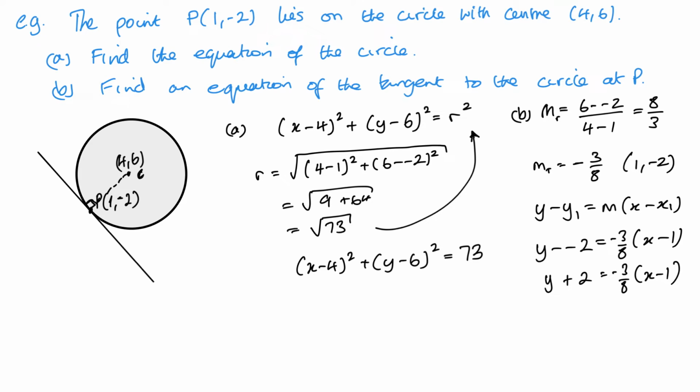Now, because I got a fractional gradient, it's usually better to leave this in the form ax plus by plus c. So let's multiply by 8. So 8y plus 16 equals minus 3 times my x and minus 3 times my minus 1. I'll do that one in one go there. Now we want the x really to be positive, so let's get it on the left. 3x plus 8y, we're going to take away 3, so it's going to be plus 13 equals 0. And there's the first example done.